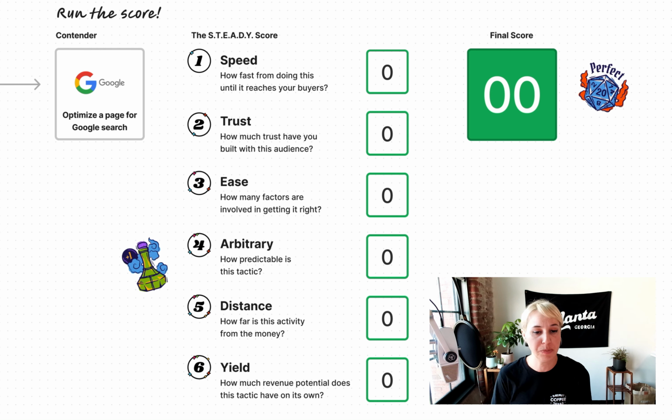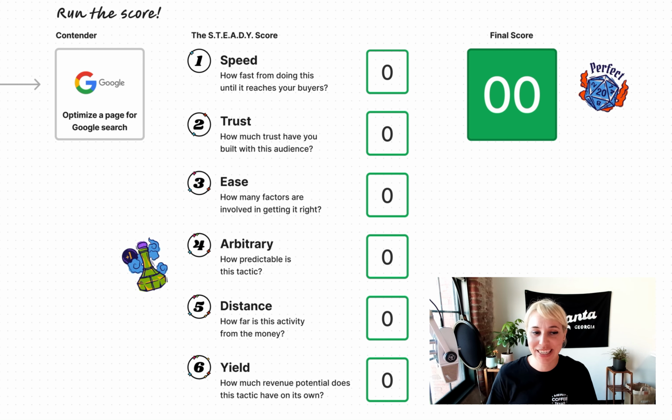Speed is really about speed to market, right? How quickly is this thing reaching the market? That'll come into play more specifically as we look at each of these contenders. And then lastly, yield. How much revenue potential does this tactic have on its own? So we're going to score each of these on a scale from 1 to 3 with a max potential score of 18. 18 being the fastest way to get leads, 0 being the slowest.